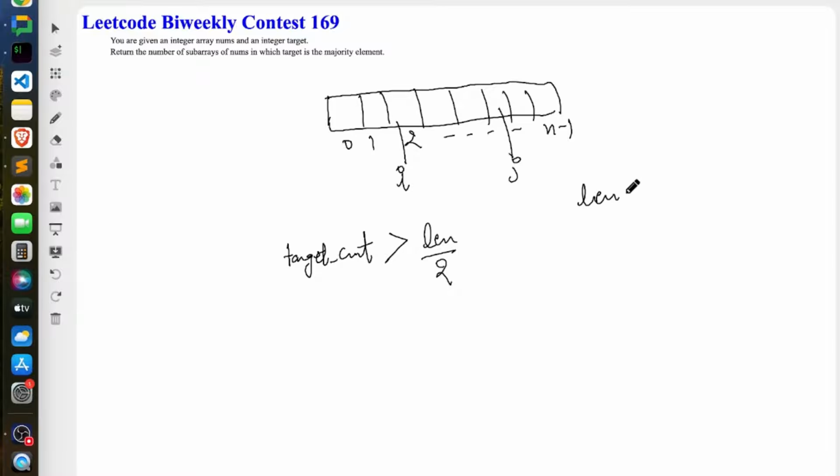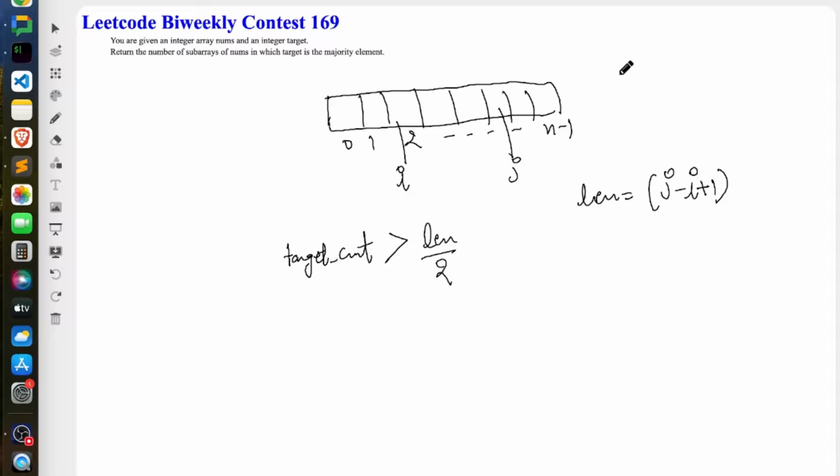And what is this length? Length is nothing but j minus i plus 1. So if you have a subarray from index i to j, its length is j minus i plus 1. And so if your target count is more than length divided by 2, it means that this subarray contains the target integer as a majority element, right?